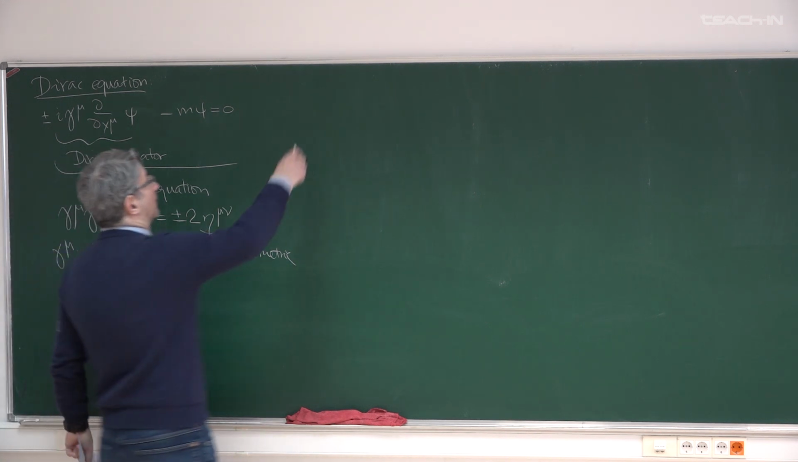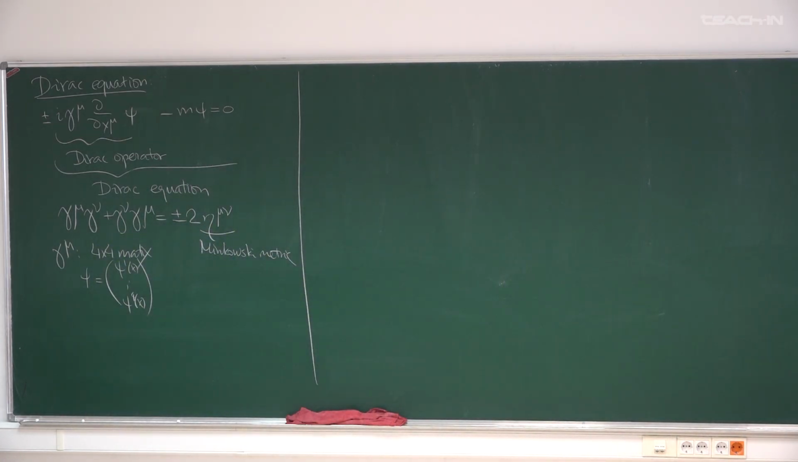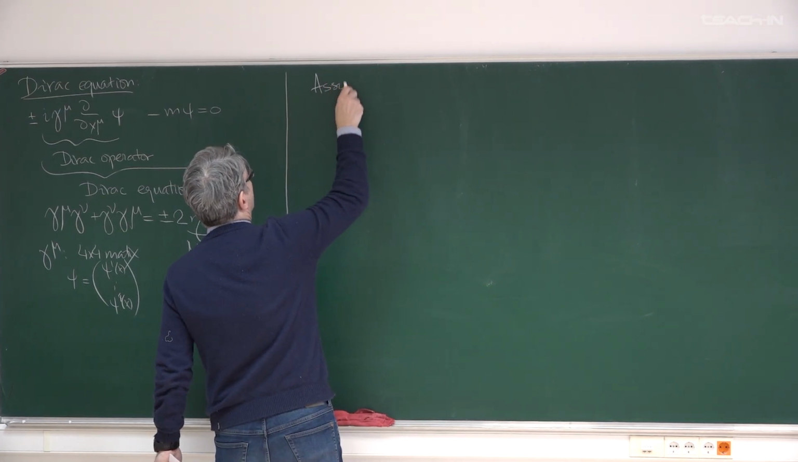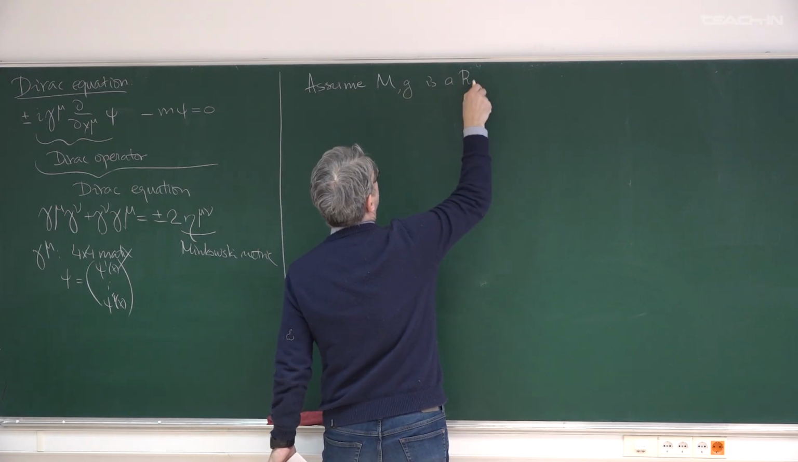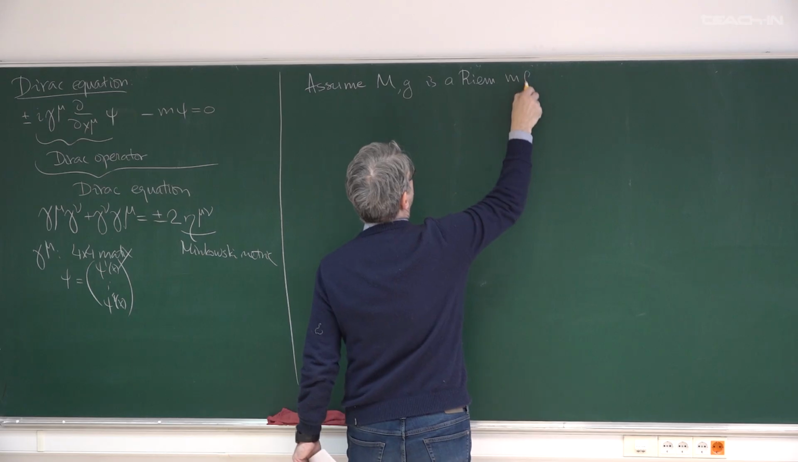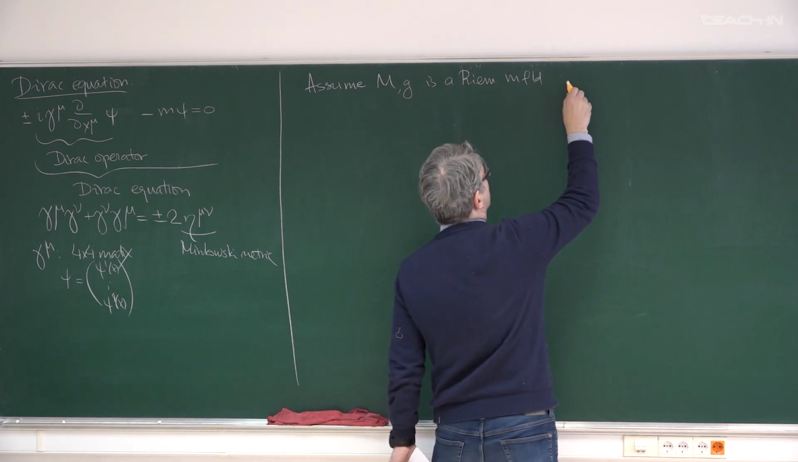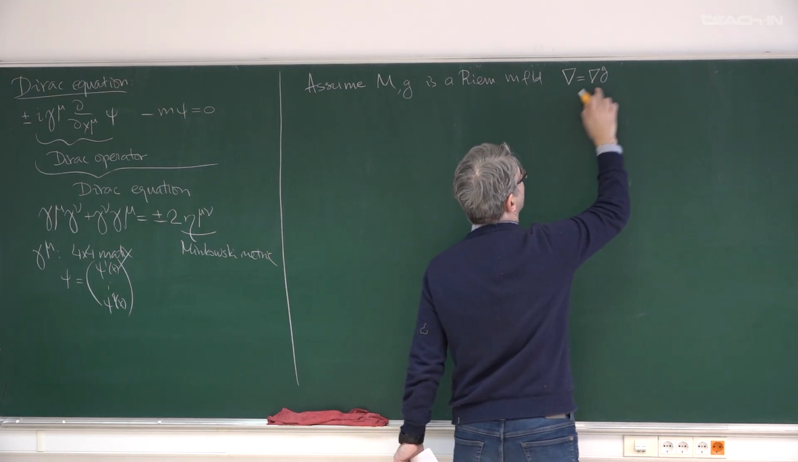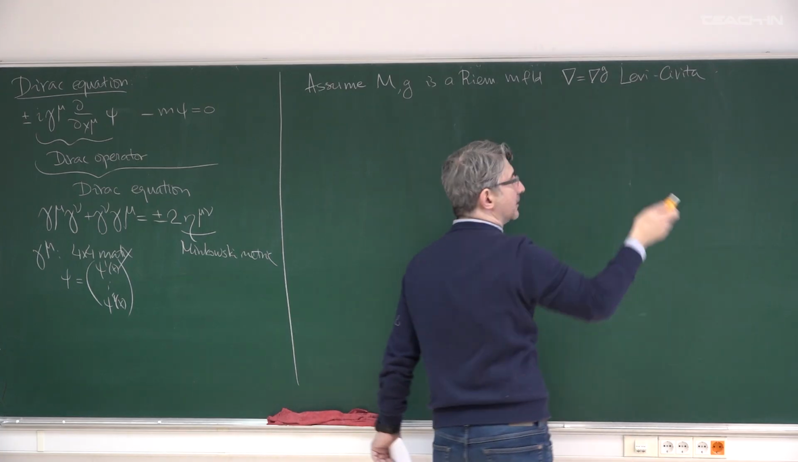So let me give you a general geometric setting in which this thing appears as the geometric Dirac operator. Assume M and g is a Riemannian manifold. So we have a manifold and a metric on it. For sure we have a connection. Maybe we want to add here that this connection is the Levi-Civita connection, so nabla is nabla g, or Riemannian connection.